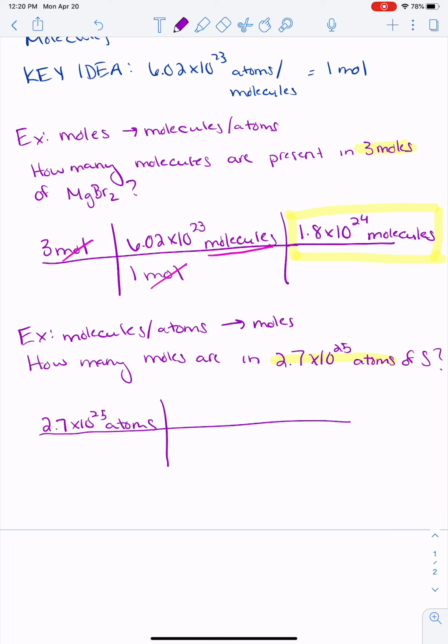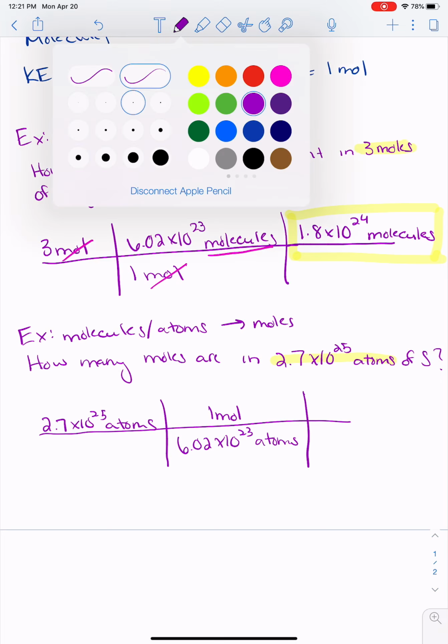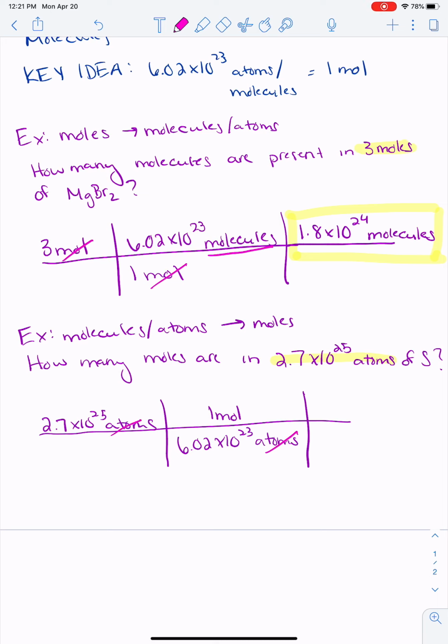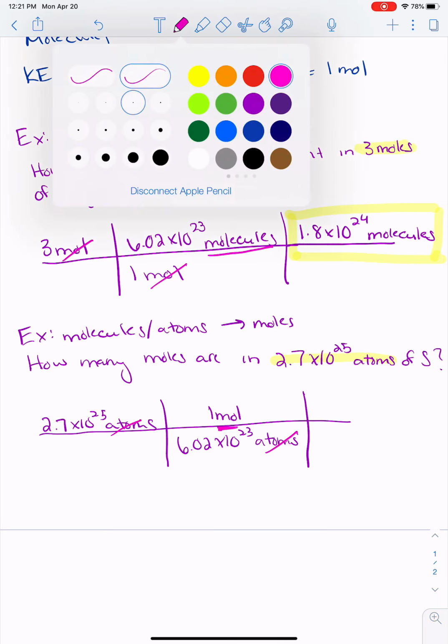Now we make our train tracks and we put what we're given in the beginning. Okay, so we have atoms on top, which means we want atoms on the bottom. And we know that 6.02 times 10 to the 23rd atoms equals 1 mole. Again, I put the atoms on the bottom so it would cancel, and we see that it does, and we would be left with moles as our unit, which is what we were looking for.